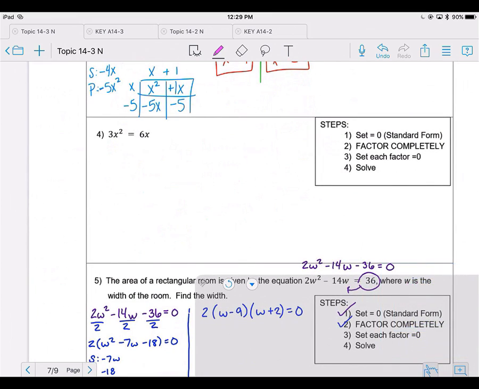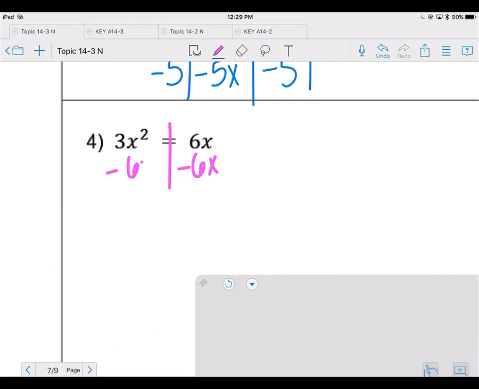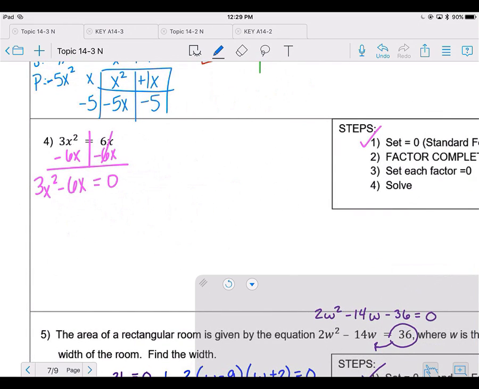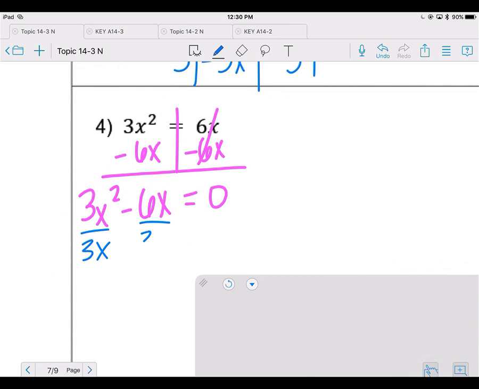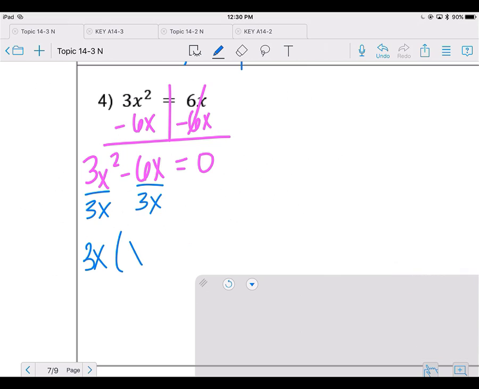So problem 3, set equals 0. We do not have standard form yet, so I'm going to move 6x to the other side. And now I have an equal 0. Next, I need to factor. So these share a 3 and an x. So I factor out the 3x. My 3's cancel. X squared divided by x is x. -6 divided by 3 is -2.